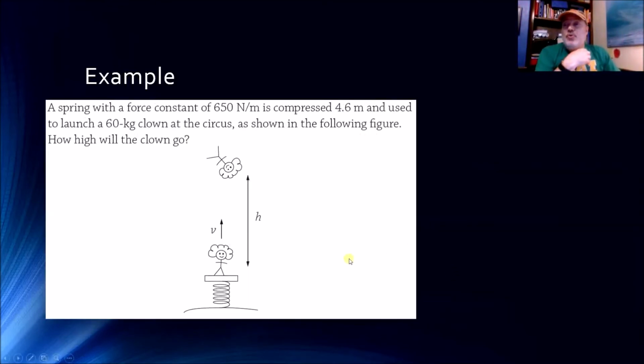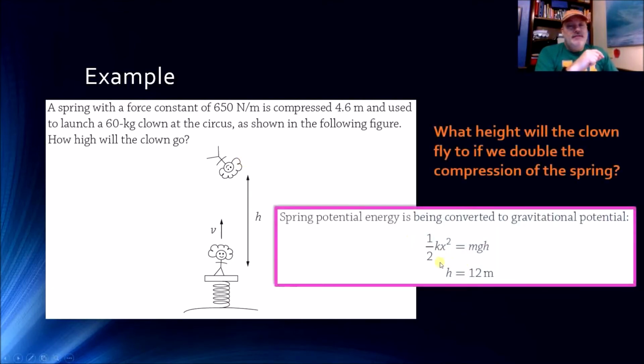Next example, another spring. A spring with a spring constant of 650 newtons per meter is compressed 4.6 meters and used to launch a clown at a circus, as shown in the figure. How high will the clown go? All right, how about a system of clown, spring, earth? We're going to start down here with spring potential energy. We're going to end up here with only gravitational potential energy because they're going to stop. And so the spring turns into gravitational, and we end up with a height of 12 meters.